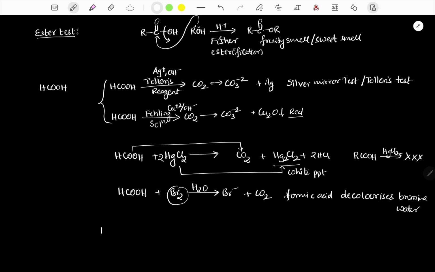So formic acid can give the Tollens test, the Fehling test, and a white precipitate with mercuric chloride, and decolorizes bromine water. So four tests are positive, and other carboxylic acids do not give any of these tests. So this is the difference between formic acid and other carboxylic acids.